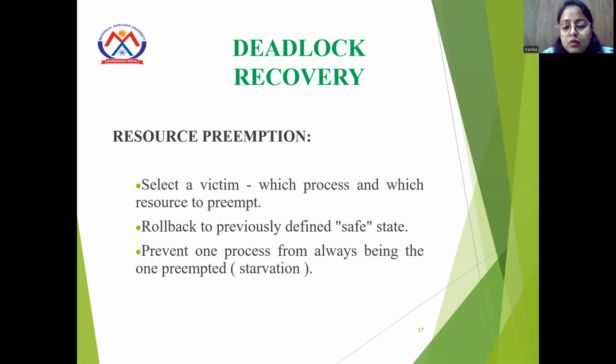Then roll back to a previously defined safe state. Then what we do, we roll back from the previously safe state, means the state without a deadlock situation. Next is to prevent one process from always being the one preempted. Means we prevent the resources from starvation.